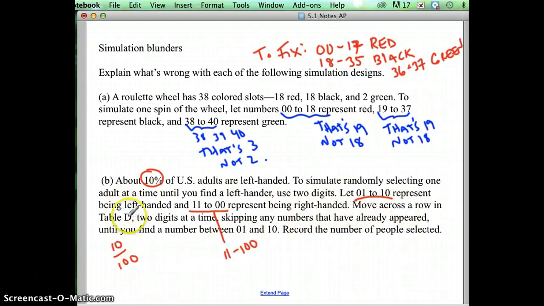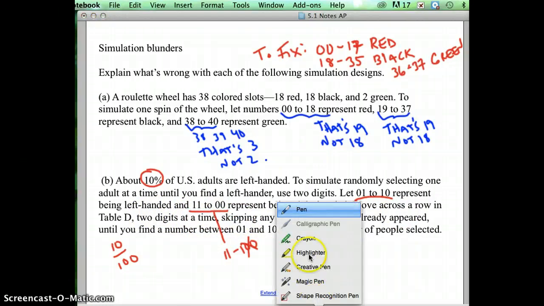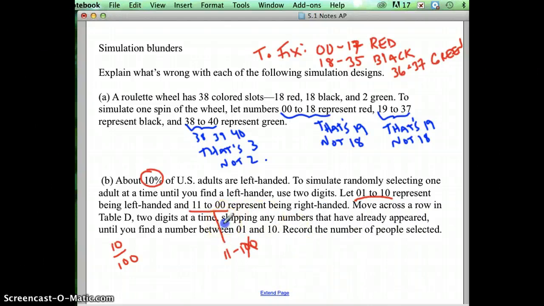It says move across the row in table D 2 digits at a time. That's fine. That's why they didn't go to 100, because that's a 3-digit number. They're going 2 digits at a time, skipping any numbers that have already appeared. Boom, that's the problem right there. This skipping any numbers that have already appeared, that's a big no-no. Because if we have repeats, it's just another win or lose, or just another left-handed person or right-handed person. So don't skip. Okay, so that's the main problem with this one, is that we shouldn't have skipped.